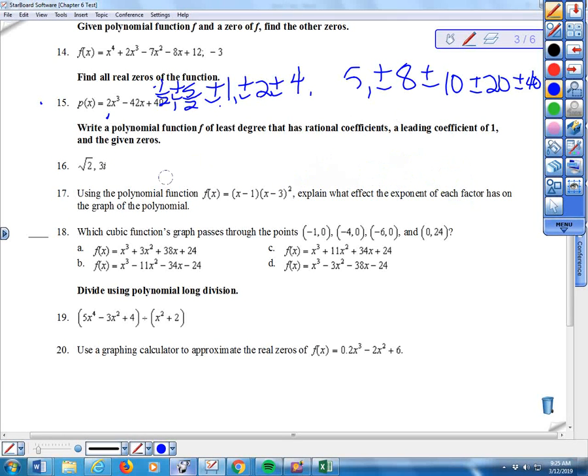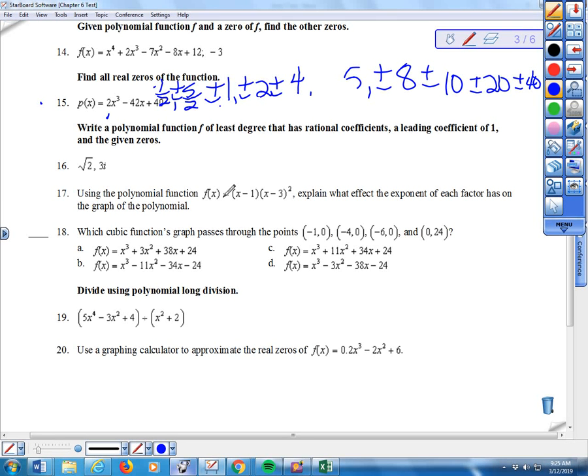Next one, explain what effect the exponent has. We talked about this. If the exponent is 1, it goes through the x-axis at that 0. If it's 2, it bounces. That's the effect the exponent has. It means it's a 0 twice. If it's a 0 twice, it hits that 0 and it bounces back. If it's a 0 once, it goes through at that 0. That's what I was looking for.